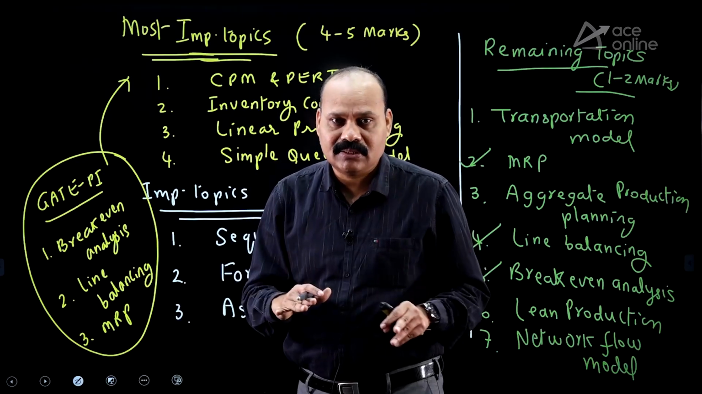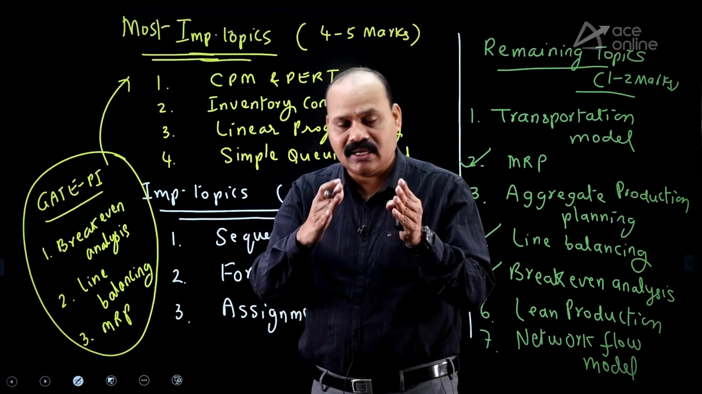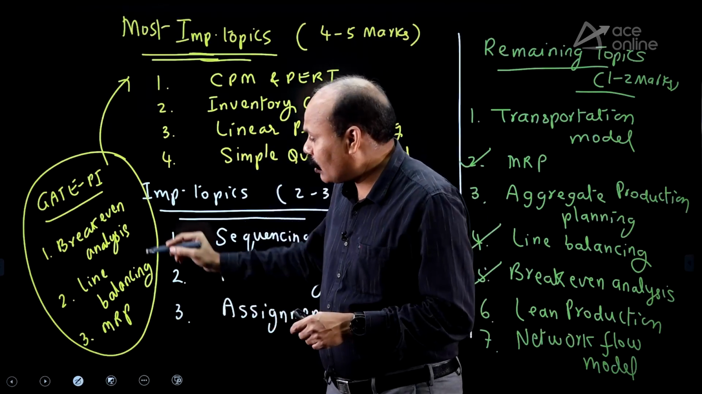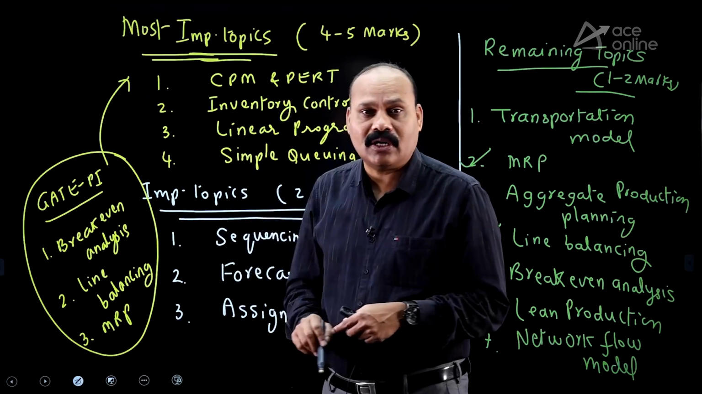My suggestion is, if you are opting for mechanical as well as PI, those who are opting for two papers, you can include these three headings also under most important.